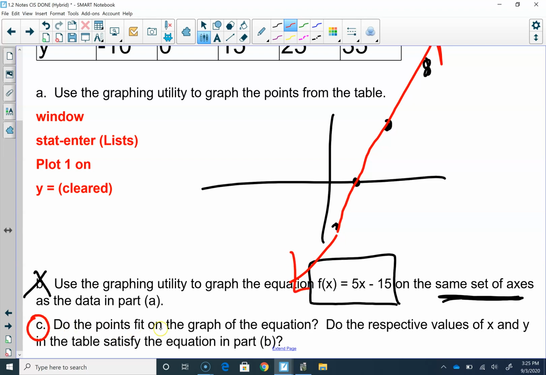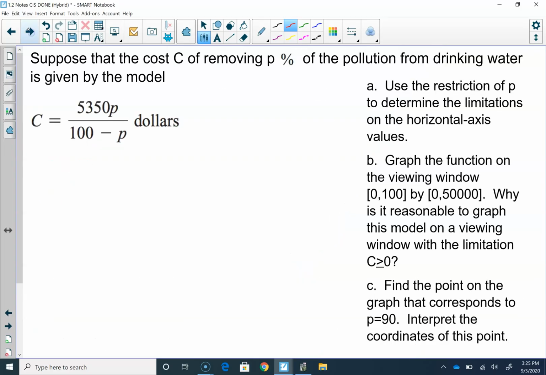C says, do the points fit on the graph of the equation? I would say yes. Do the respective values of x and y in the table satisfy the equation in part B? And I would say yes for both of those. Okay, last problem. Suppose that the cost C of removing P% of the pollution from drinking water is given by the model.